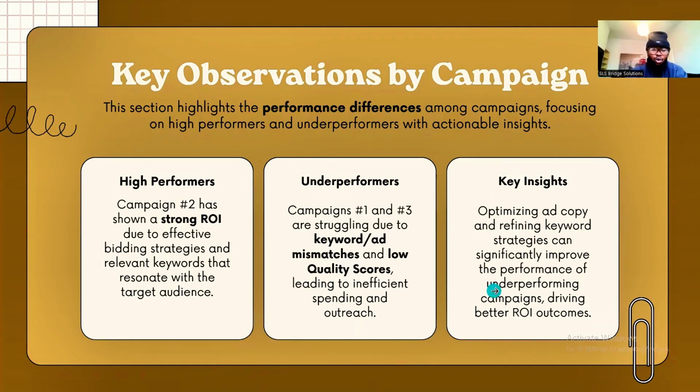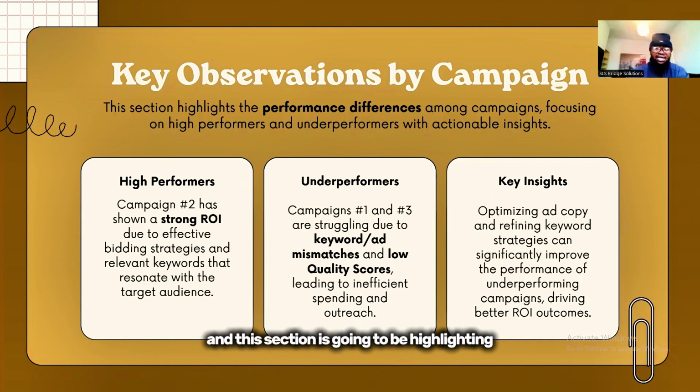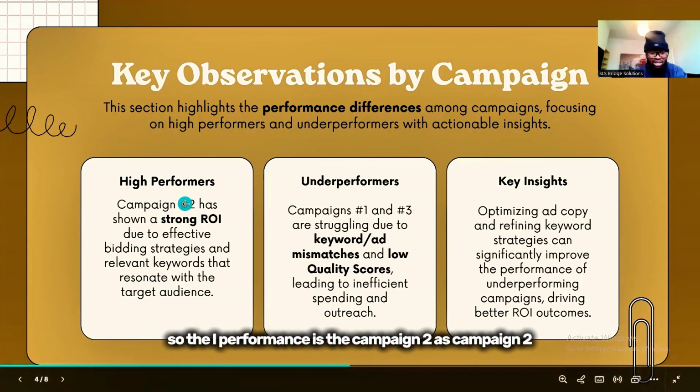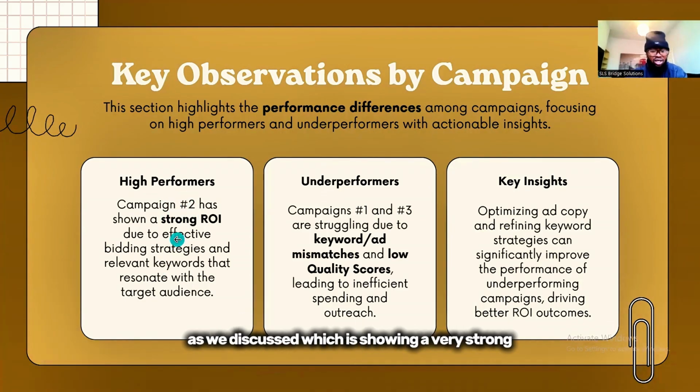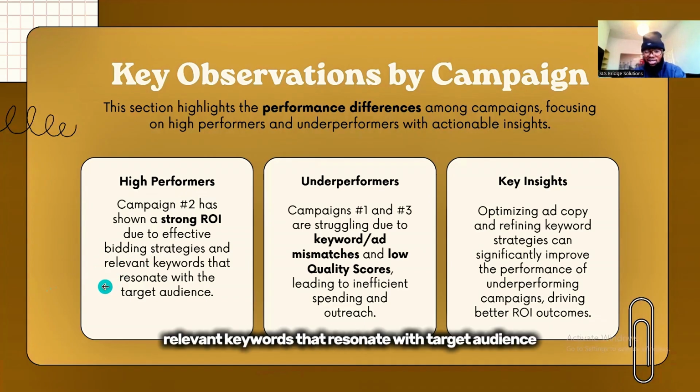Moving forward, we also have some key observations by campaign. This section highlights the performance differences among campaigns, focusing on high performers and also the underperforming campaigns, with actionable insights that we can derive from them. The high performer is campaign 2, as we discussed, which is showing a very strong ROI due to effective bidding strategies and relevant keywords that resonate with the target audience.